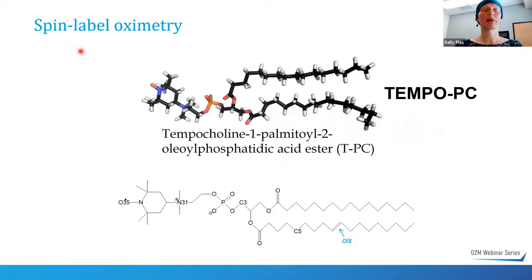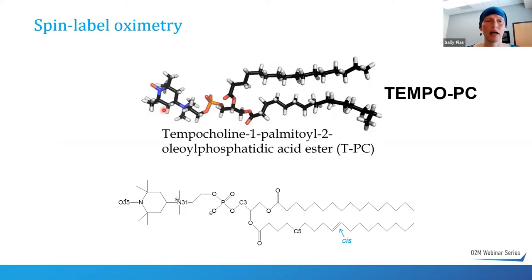Now, what we're going to be comparing in particular relates to spin label oximetry studies. These use electron paramagnetic resonance, or EPR, probes, which have a nitroxide moiety that has an unpaired spin. That unpaired spin responds to the presence of oxygen, because oxygen, O2, also has unpaired spins. Those interact with each other physically, and this can be measured using relaxation techniques, spin relaxation techniques.